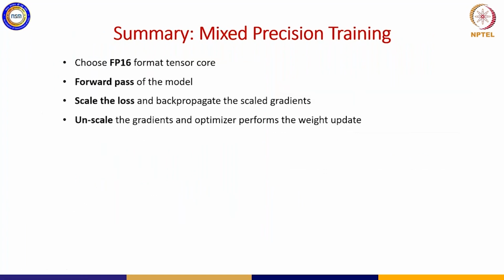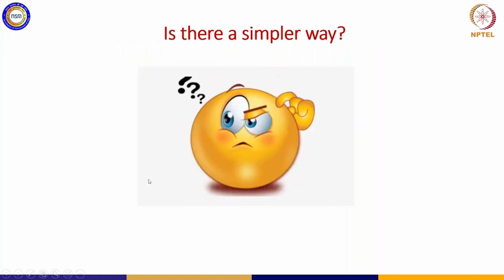So in summary, mixed precision training is that you choose the floating point FP16 format. Then you perform your forward pass in your model. After that, you scale the loss, and then do your back propagation of the scaled gradient. Then you unscale the gradient back, and the optimizer performs the weight update. This is just a summary of all I've been saying.